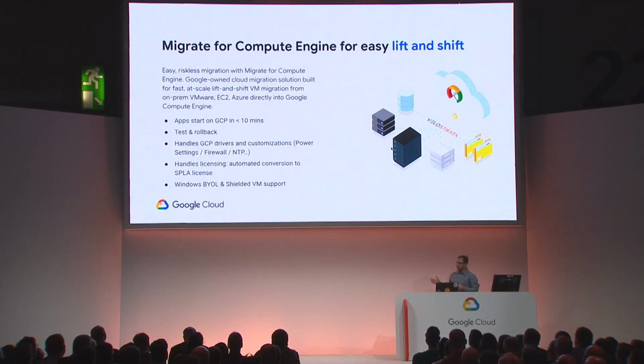OK, so first, let's talk about how we migrate the application from on-premises as is to run on Google Cloud Platform on a VM. The solution for that is Migrate for Compute Engine. With Migrate for Compute Engine, you can do riskless migration from on-premises to the cloud, or also from other clouds, migrating all the way to Google Cloud Platform.